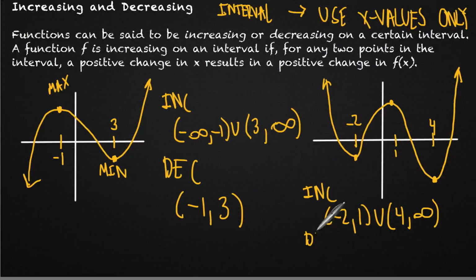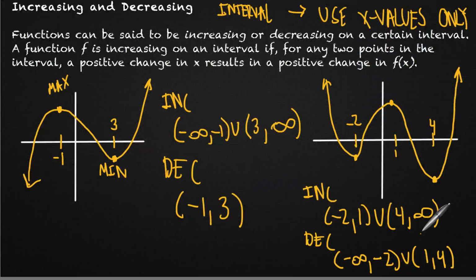Now, decreasing. Hopefully this will help you. It's decreasing from here, but you have to think, what is the x value? It's -infinity, not the y value of positive infinity. It's decreasing from -infinity until x gets to -2. And then it's decreasing again from 1 to 4. So that is the idea behind naming the intervals where a function is increasing or decreasing.